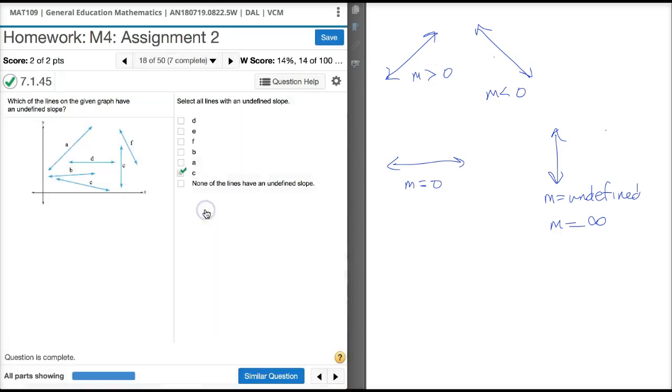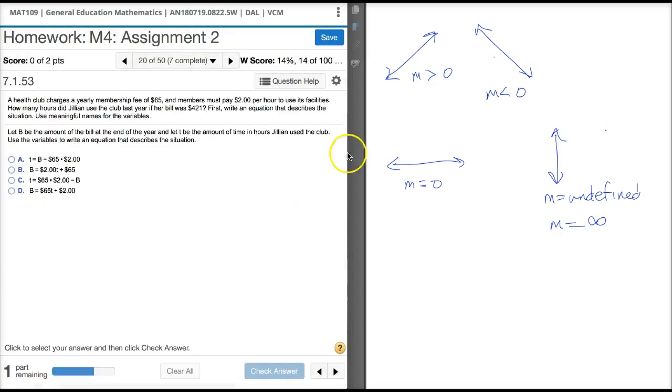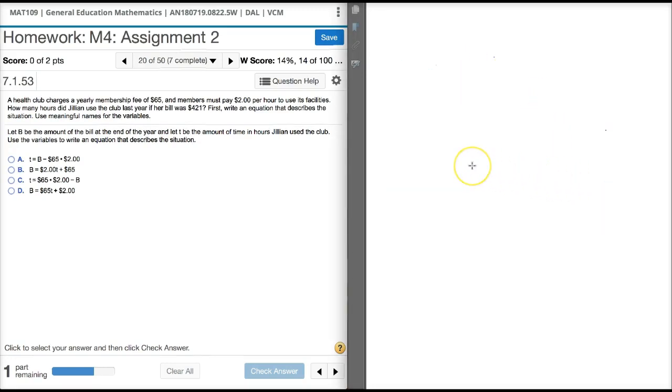All right, so now we'll move on to question number 20. And this is an application problem. So let me erase this and then we will go ahead and work through it. It says a health club charges a yearly membership fee of $65 and the members must pay $2 per hour to use its facilities.